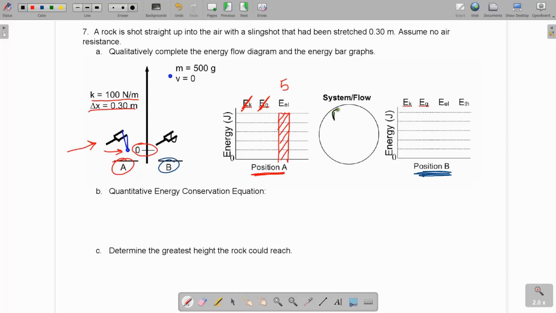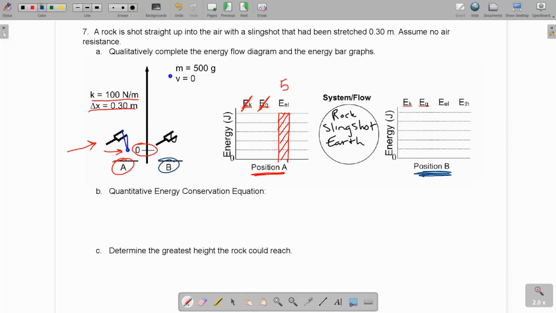That would be the things that are involved: the rock, the slingshot, the earth. Now don't get earth and ground mixed up. If I said that the ground was part of the system, that would be talking about the surface that the object is on. When I say the earth, I'm talking about the whole thing. That's why we put that in for gravitational potential energy, because we're in reference to that when we're talking about how much gravitational potential energy something has. Now let's look at side B here.